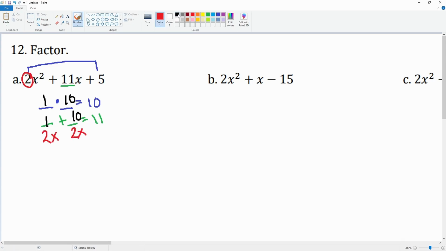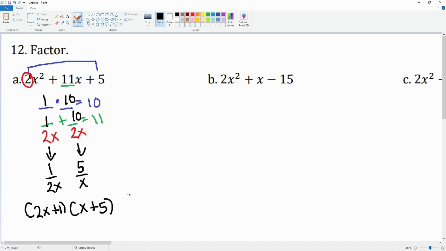Let's see if anything simplifies. This does not simplify, leaving you with just a 1 over 2x. The 10 over 2x does simplify because 2 goes into both, becomes 5 over 1x. Okay. The factors are going to be bottom plus top. So it is 2x plus 1 and x plus 5.